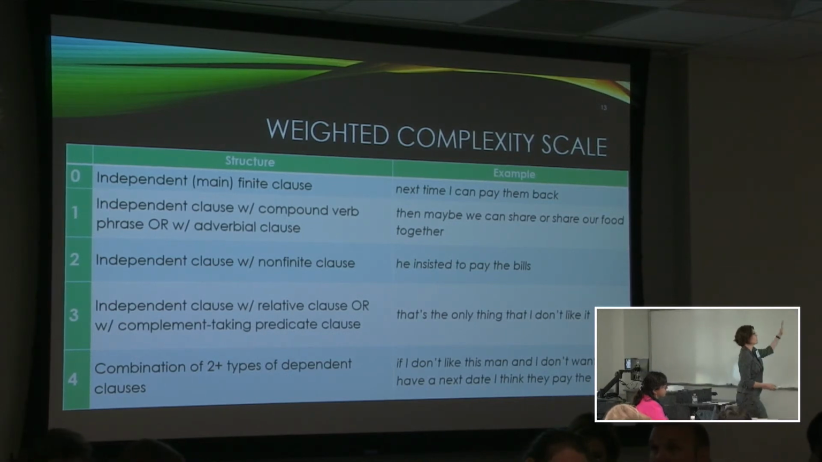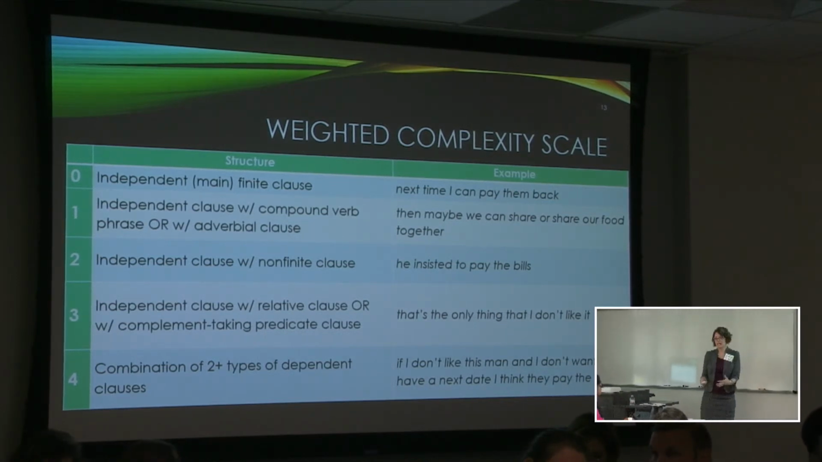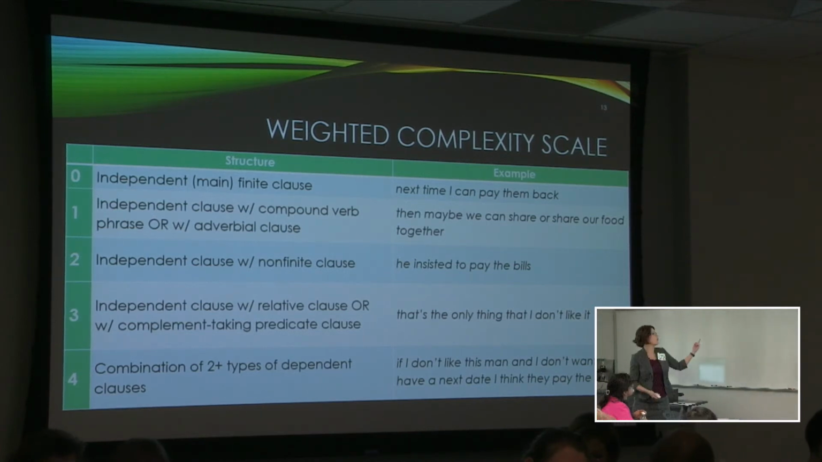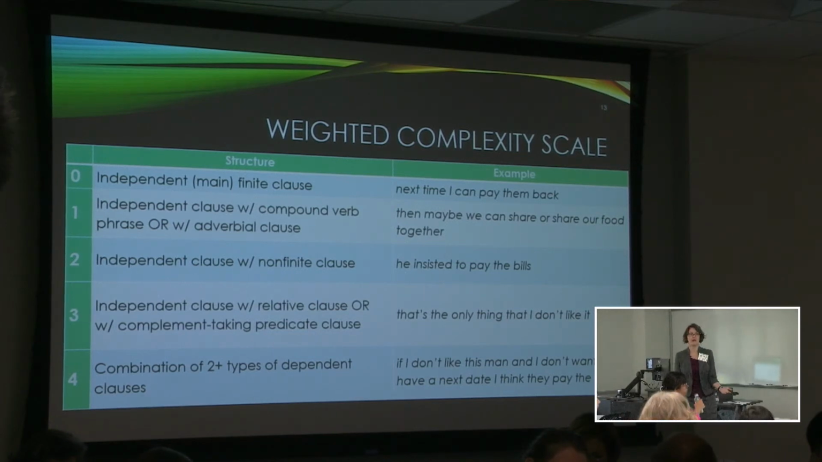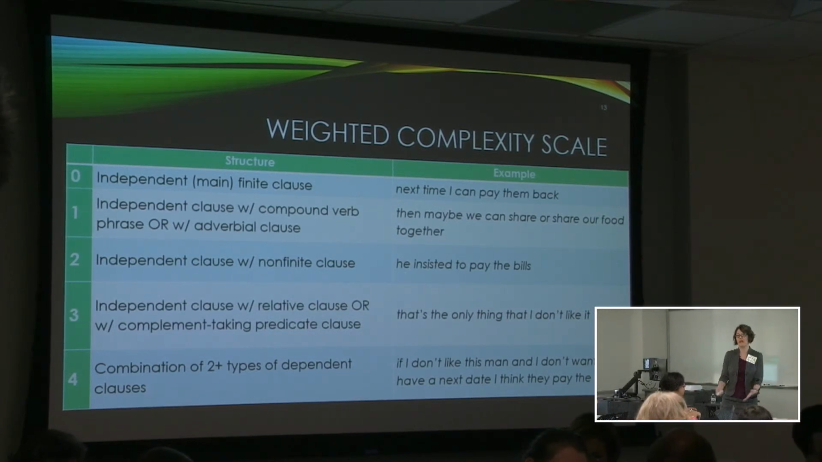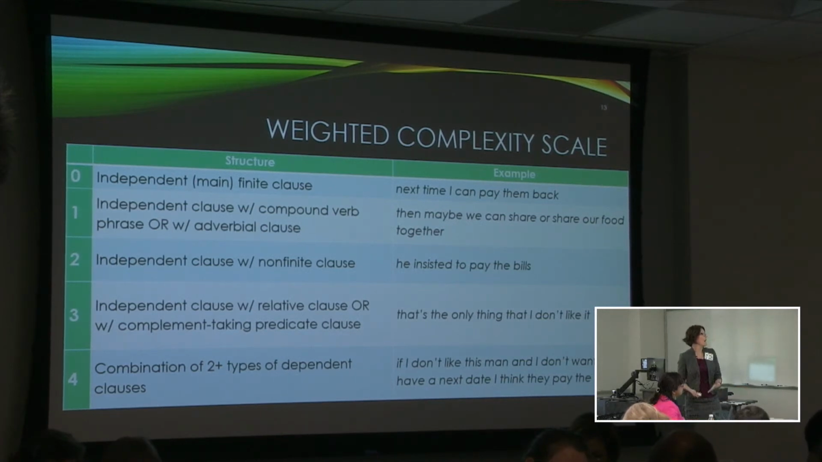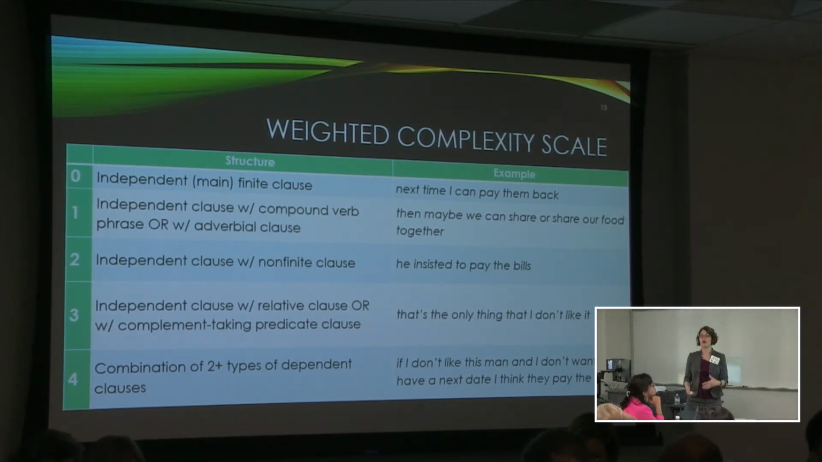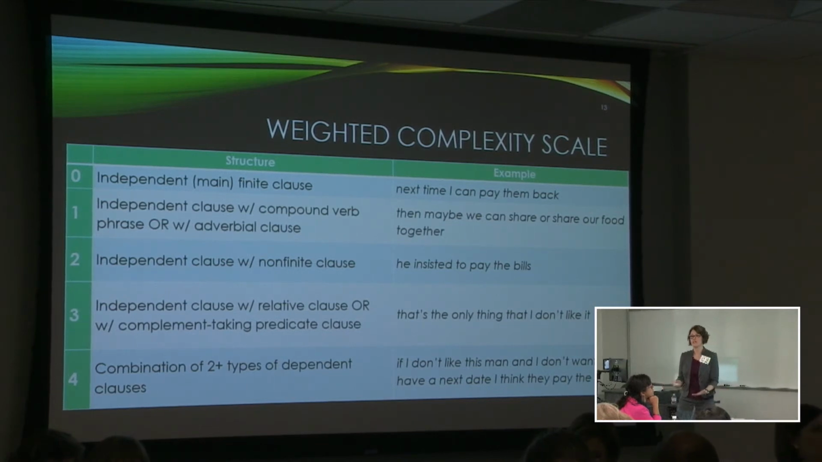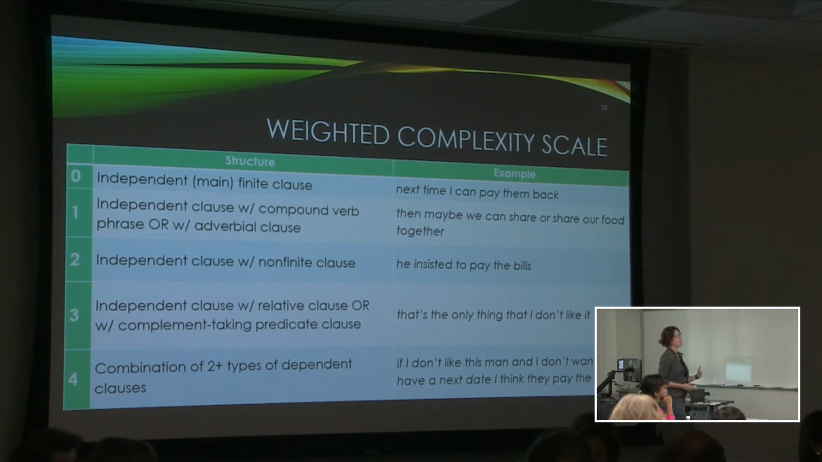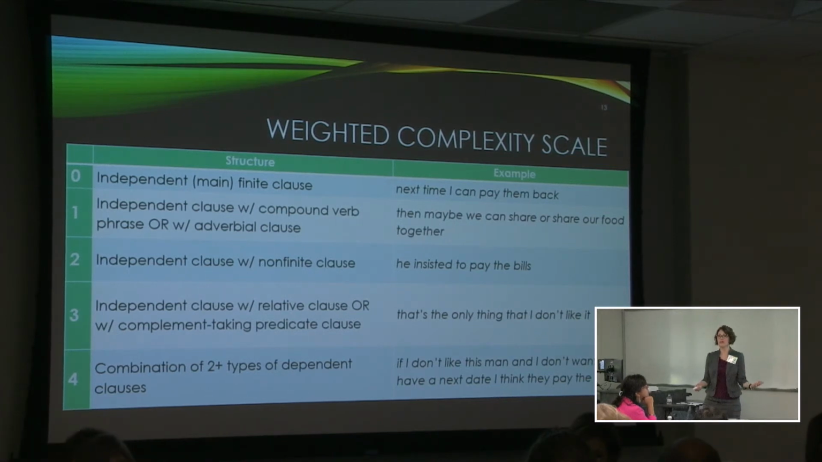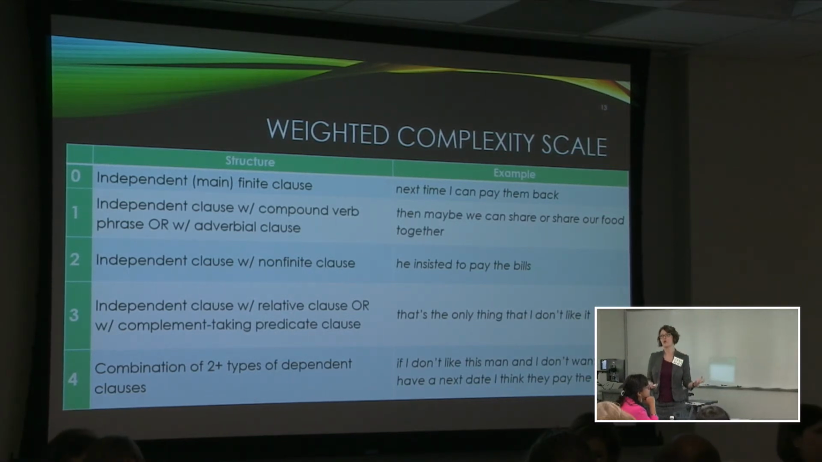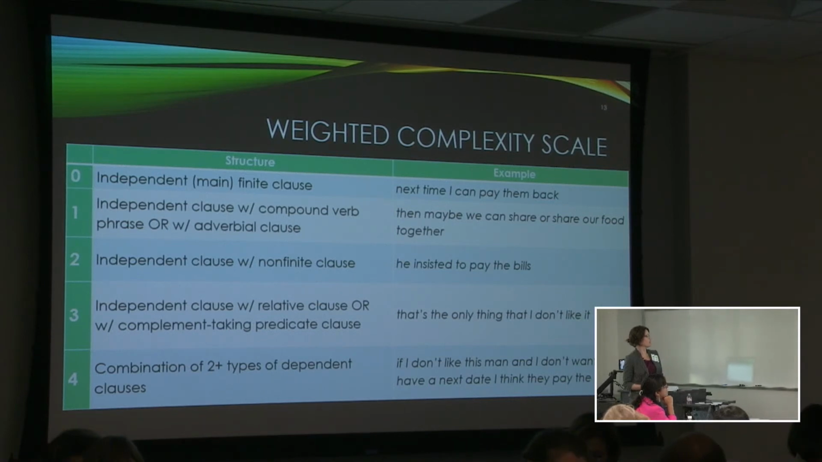Okay, now let's go for the crazy one that I created. I did a 4-level scale. If an AS unit, an oral sentence, had only a main clause, it was just a basic AS unit, I gave it a rating of 0. It could have been 1, it could have been 2, it doesn't matter, it's just the lowest one. At the next level, it could be an independent clause with a compound verb phrase or an adverbial clause, just some added additional complexity. And the example there is, then maybe we can share or share a food together. Again, I transcribe these, so I know these students. I feel like we're friends.